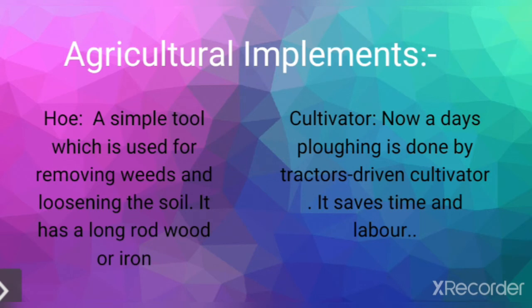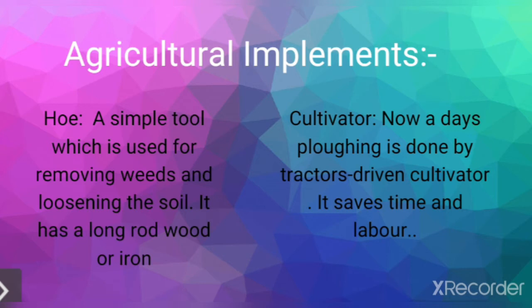So agricultural implements. In the last video we learned about plow, and here we will be continuing with hoe and a cultivator. So a hoe is a simple tool which is used for removing weeds and loosening the soil. It has a long wooden or iron rod. A strong, broad, and bent plate of iron is fixed to one of its end.